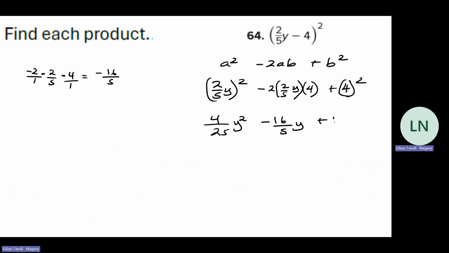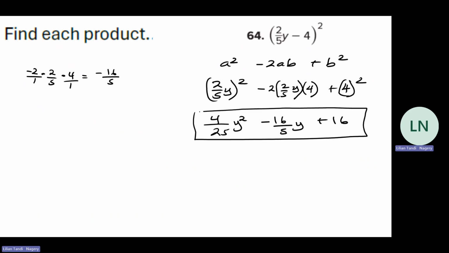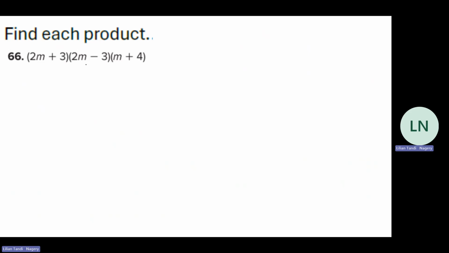-16/5y plus 16. And you box your answer. Okay? All right, so we're going to first do this. Then the answer to that, we're going to multiply there. Or we can do this. Then the answer to that, we can multiply with this one. So it's up to you.